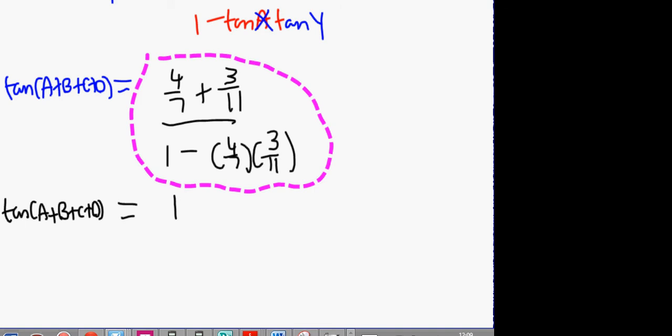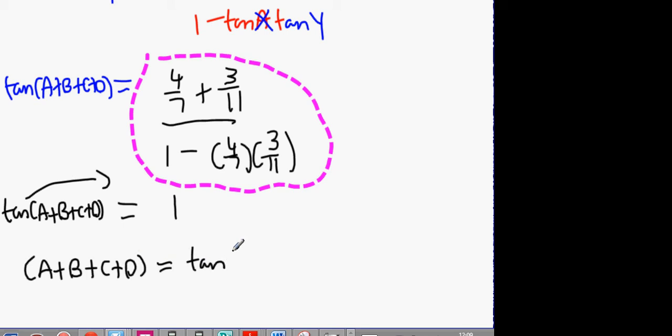Now guys, once you've done that, you got to figure out what the angle is. How do you separate tan from an angle? Tan inverse. And you figure out what the angle is. And what's tan inverse 1, guys? 45 degrees. Okay guys, that's the end of that.